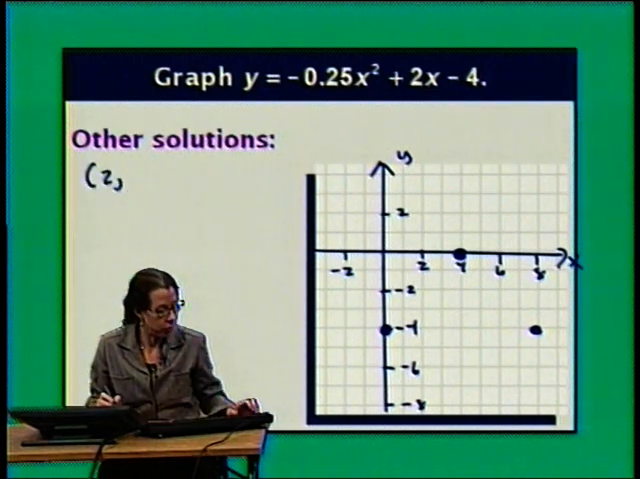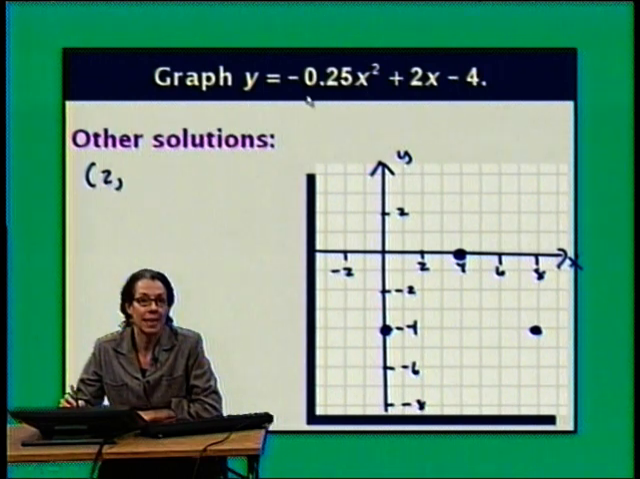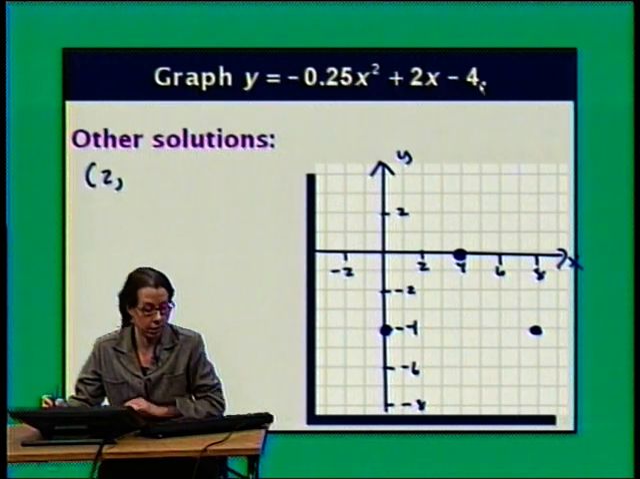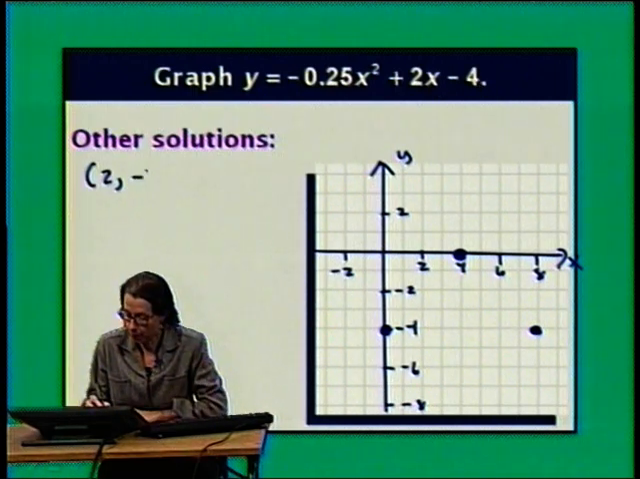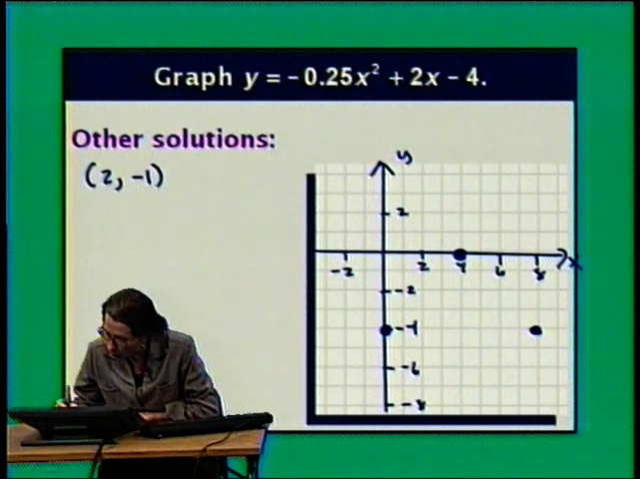So when x equals 2, 2 squared is 4. -1/4 times 4, that's -1. So I have -1 plus 4, that's 3. 3 minus 4 is -1. So the point (2, -1) will be on this parabola.